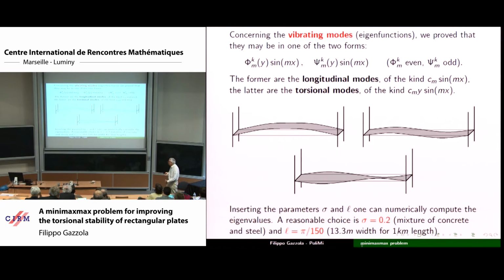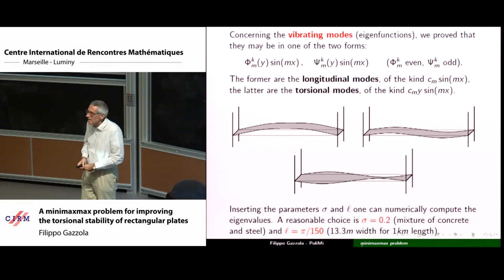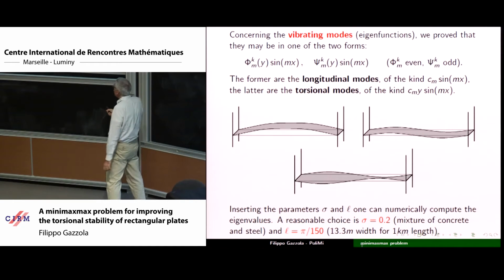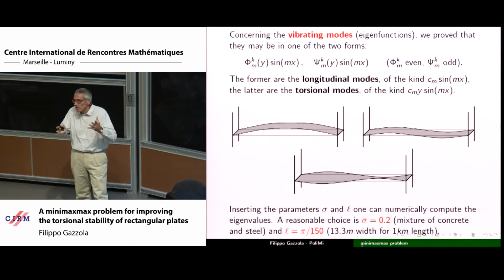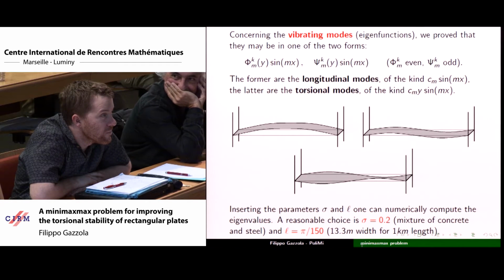And of course, if we put in the numbers, we have explicit forms of this. If we put numbers for sigma, the Poisson ratio, and L, we find all of them explicitly. And the good choice is sigma equals 0.2, because the deck is a mixture of concrete and steel. And L is pi over 150, because if you think of the length as 1 kilometer, then this is more or less 4 lanes, so it's slightly more than 12 meters. Okay, this is just an example. We made other computations also with different values of the parameters.